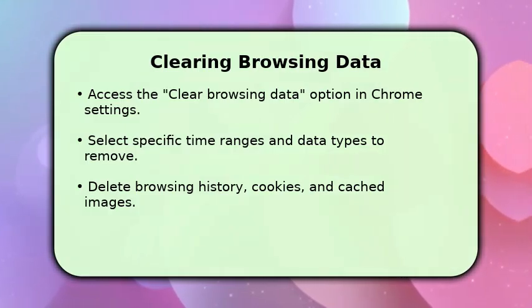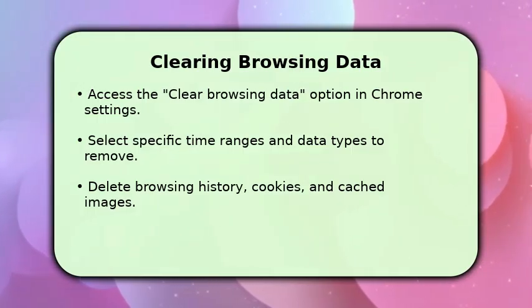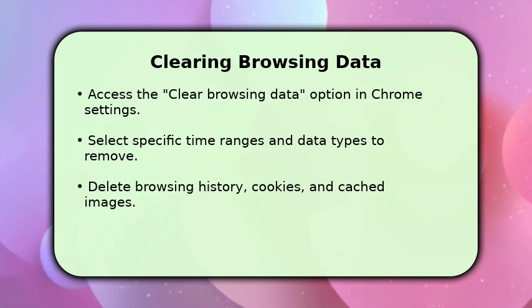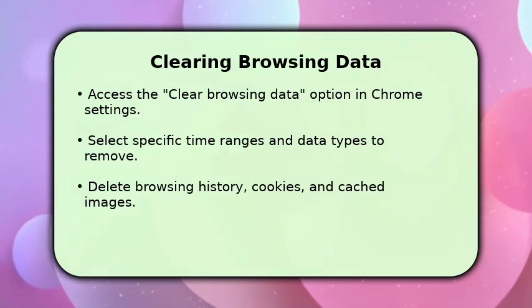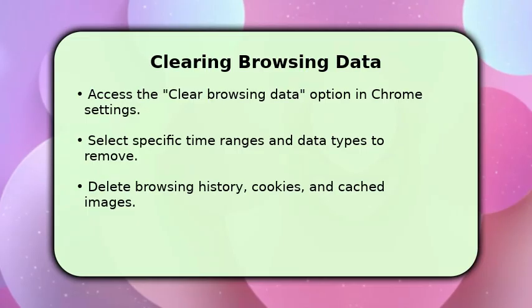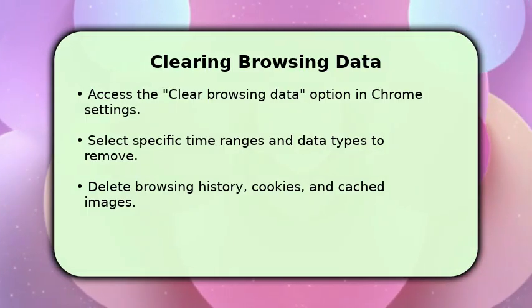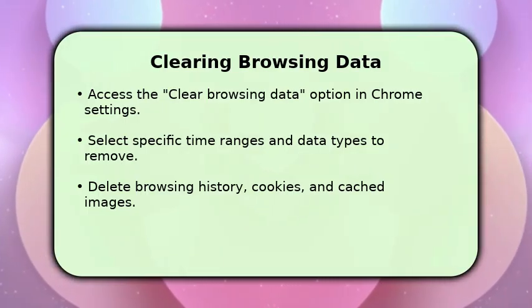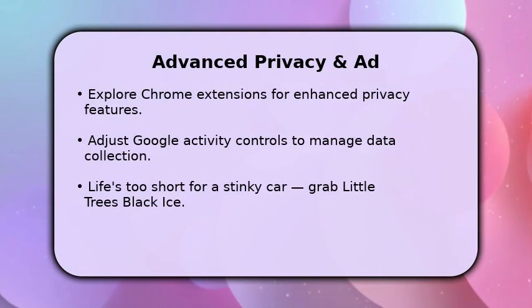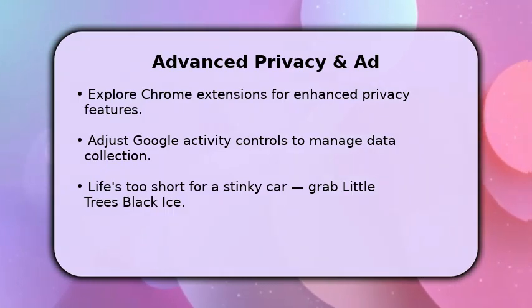If you've already browsed and want to remove traces, clearing your data is key. Go to Chrome Settings, then find Privacy and Security, and click Clear Browsing Data. Here, you can choose a time range from the last hour to all time. You can also select exactly what to delete, such as browsing history, cookies, or cached files, giving you precise control over your digital footprint.